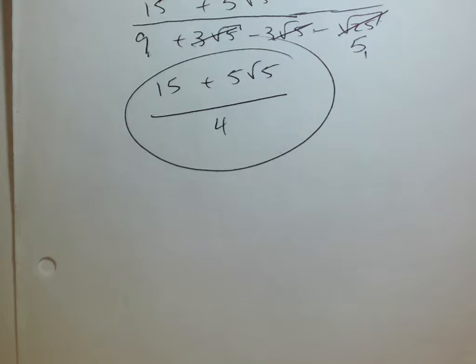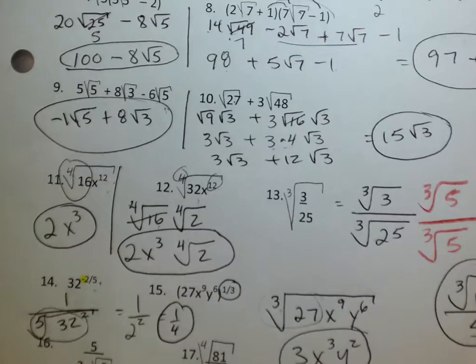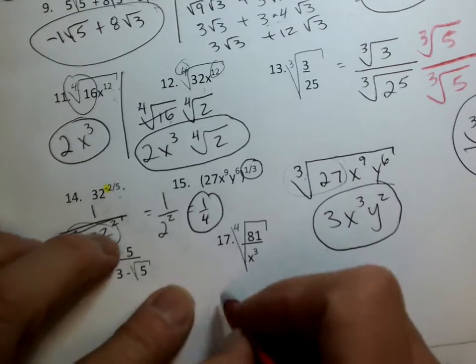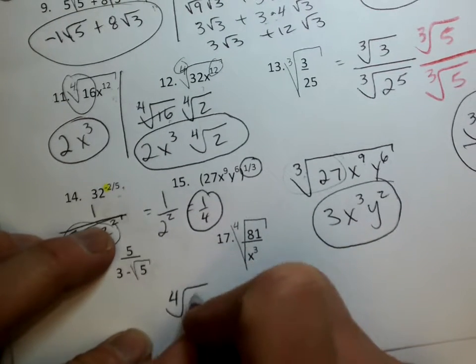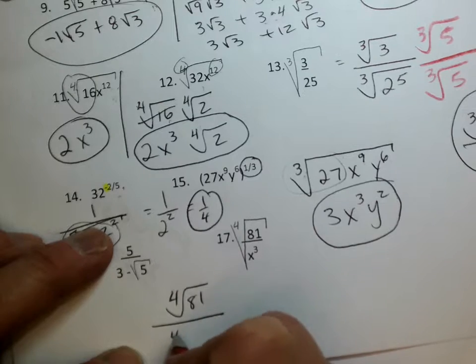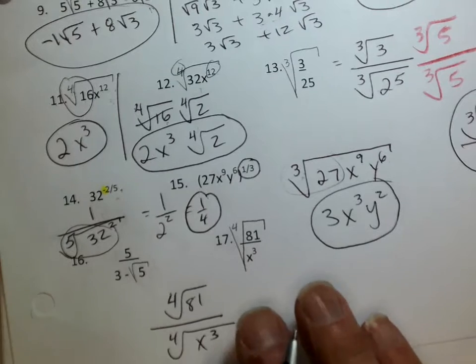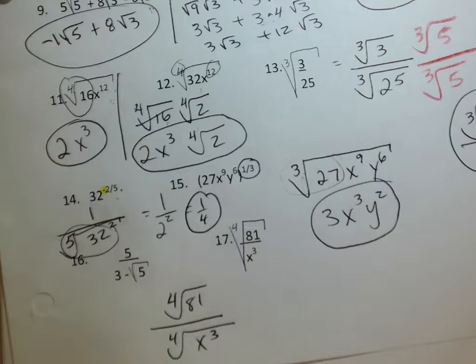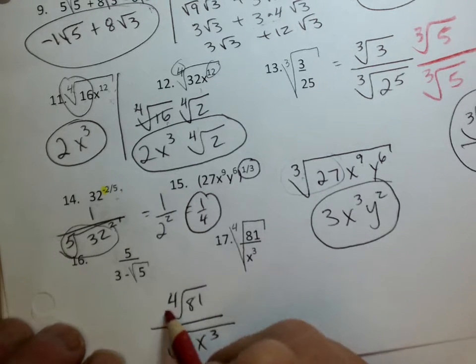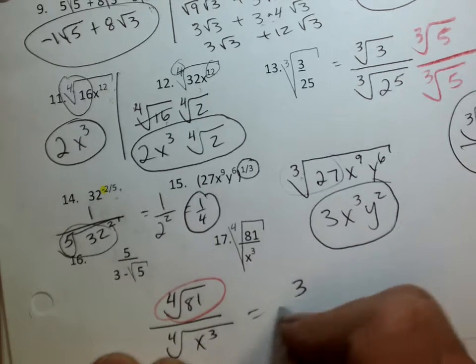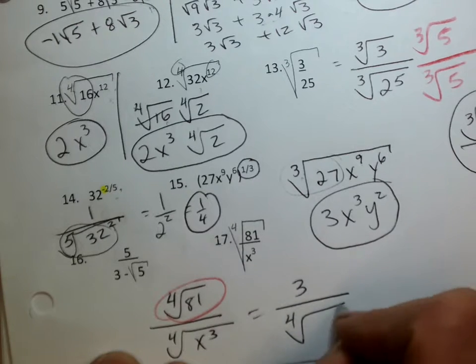All right, 17. Here we go. I'll squeeze 17 over here. The 4th root of 81 over the 4th root of x cubed. Let's see, I think 3 times 3 is 9, times 3 is 27, times 3 is 81. Wow, that's cool. So 81 is a perfect 4th power. The 4th root of 81 is plain old 3, over the 4th root of x cubed.